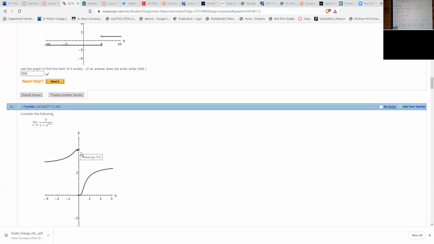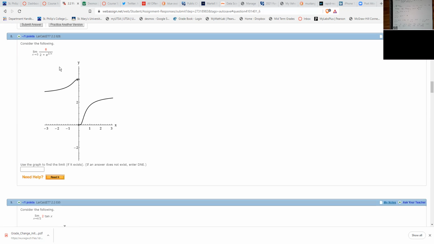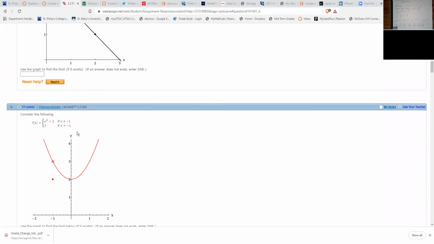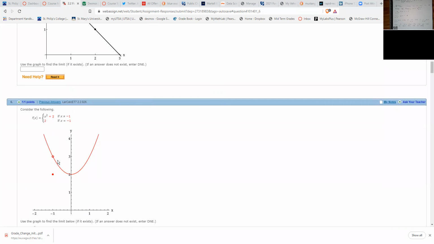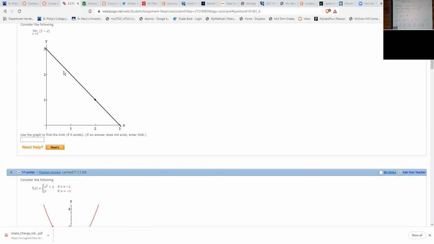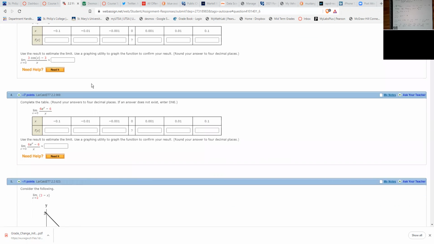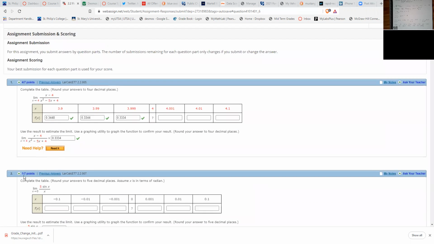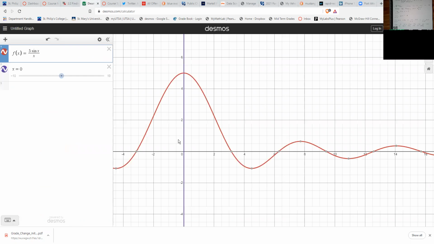And from the right side, what am I approaching? 0. They are not the same, right? So that also does not exist. They have to approach the same thing on both sides. Just like this. They're approaching 3 from both sides. Approaching 1 from both sides. And these two we graphed, and we saw that too, right?